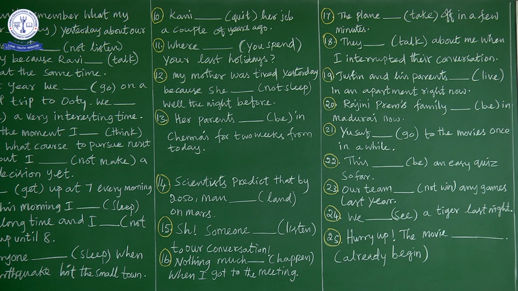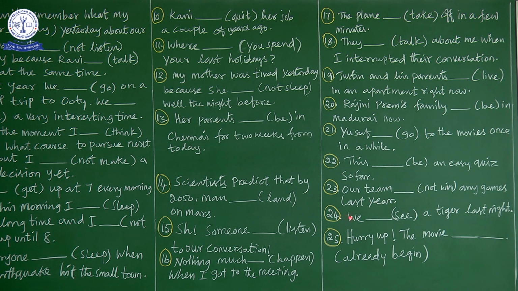Now 23rd. Our team dash not win any games last year. What is the keyword here? Last year is the keyword. So last year refers to simple past tense. It is a negative sentence. If it were positive, we could directly go for won. But since it is negative, how will you make a past sentence negative? You have to add did. So our team did not win any games last year.